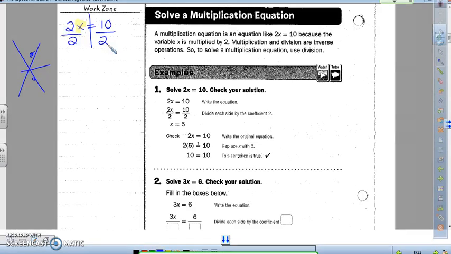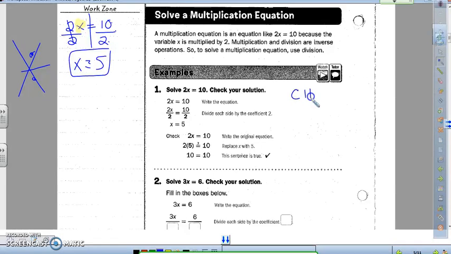2 divided by 2 is just 1. How many x's do you see here? You see just 1. So I can either put the 1 in front of the x or just leave it as x. I'm going to cancel those out, and this means 10 divided by 2. What is 10 divided by 2? 5. So my answer is 5.